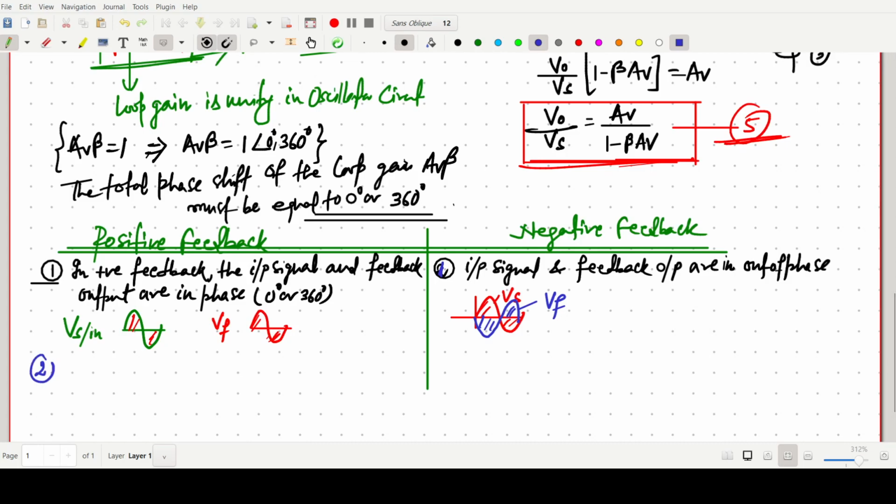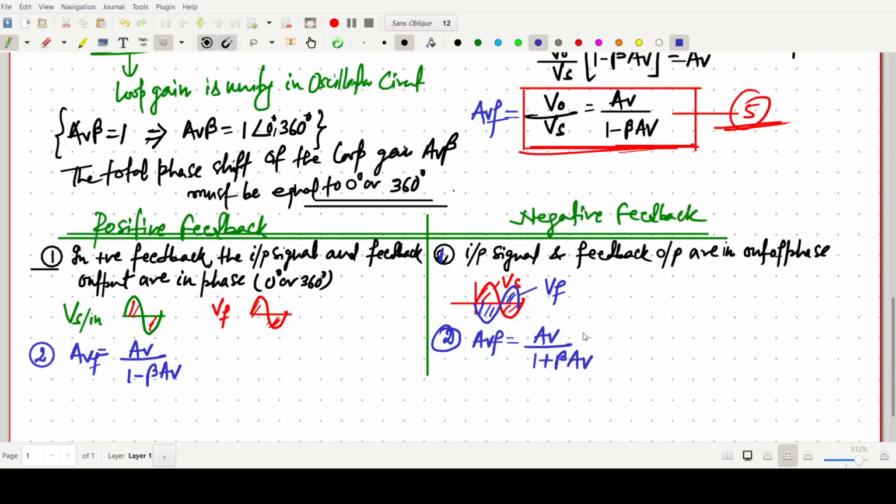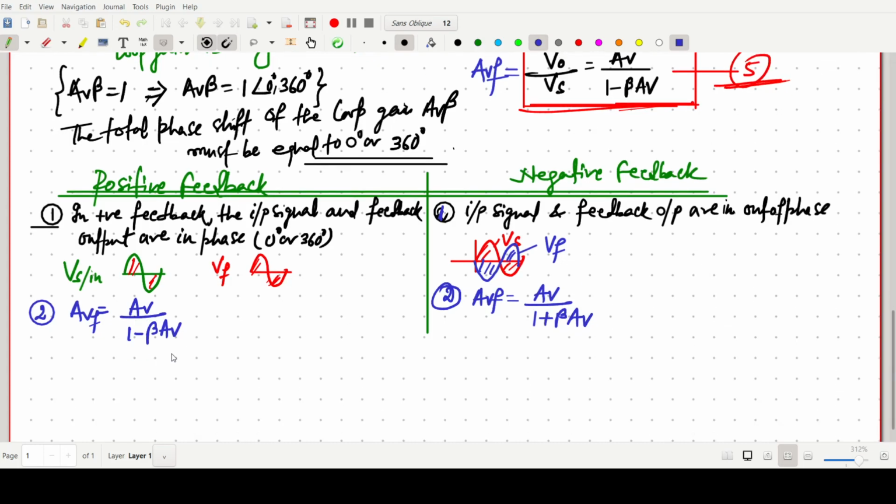Now the second point, voltage gain AVF. Output by input, but this Vs will be 0. In case of positive feedback, it should be AB by 1 minus beta AB. But in case of negative feedback, it should be AB by 1 plus beta AB. Everything will be the same, but the sign will be changed.